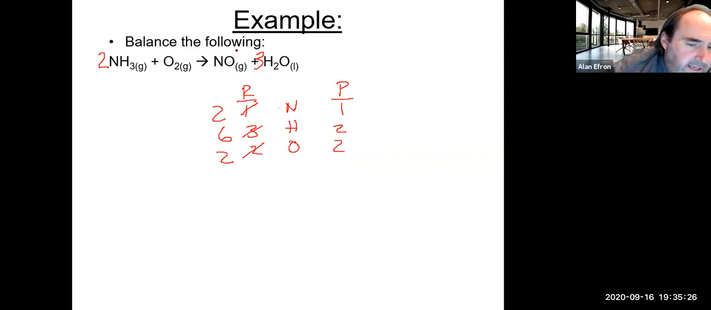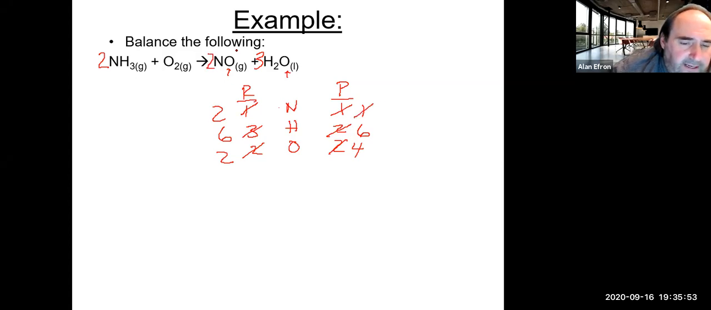On the right-hand side, we have 1 nitrogen still. Hydrogen, 3 times 2 is 6. And oxygen, we have 1 on the left here and 3 on the right is 4. So much like what usually happens, fix one thing, kind of mess up everything else. So at this point, we can easily fix the nitrogen. We could put a 2 on the right-hand side to fix that.